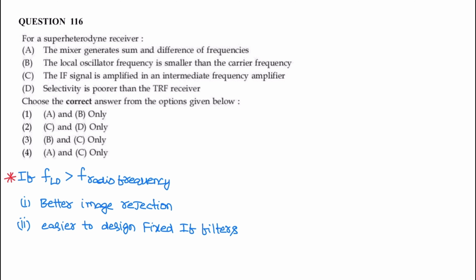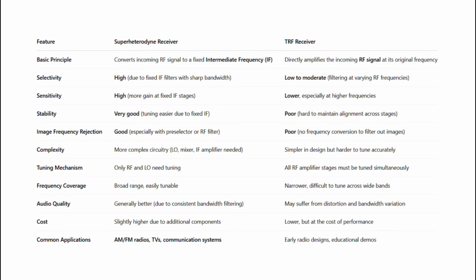Next, for a superheterodyne receiver, let us compare it with a tuned radio frequency receiver. The selectivity is high for the superheterodyne receiver, sensitivity is high, stability is very good, and image frequency rejection is good, whereas image frequency rejection is poor for the tuned radio frequency receiver. The basic principle of the superheterodyne receiver is that it converts the incoming radio frequency signal into a fixed intermediate frequency. In case of TRF, it directly amplifies the incoming signal. There is a broad range of frequency coverage in the superheterodyne receiver, audio quality is better, and the cost is slightly higher.